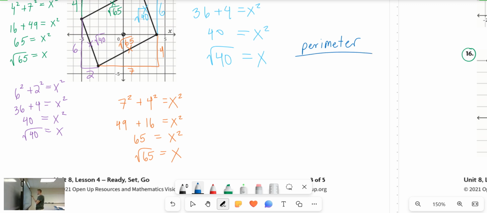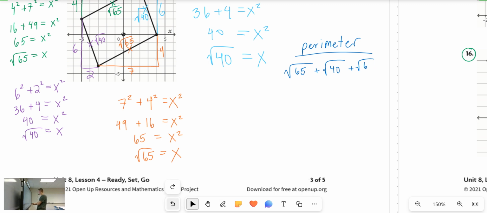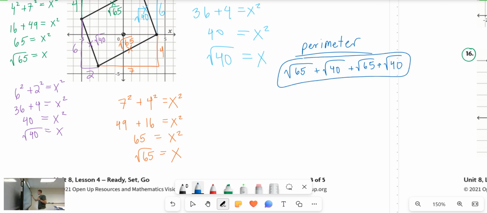Perimeter. Right, and that's going to be square root of 65 plus square root of 40 plus square root of 65 plus the square root of 40. Right, that's our perimeter. It's all the way around. So that's the exact. Now, rounded to the nearest thousandth, I'm not sure we can do that in our head, so we would take out a calculator.